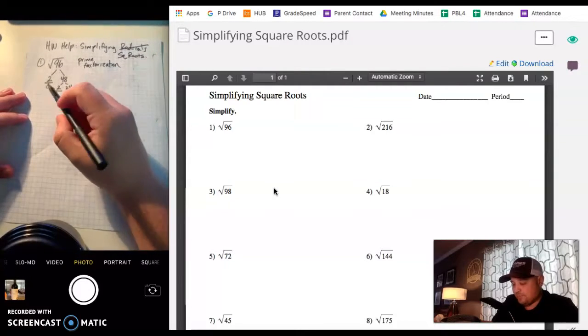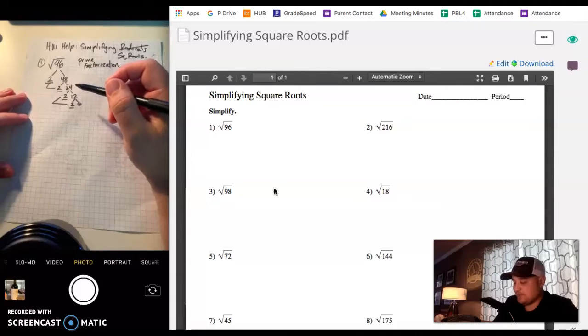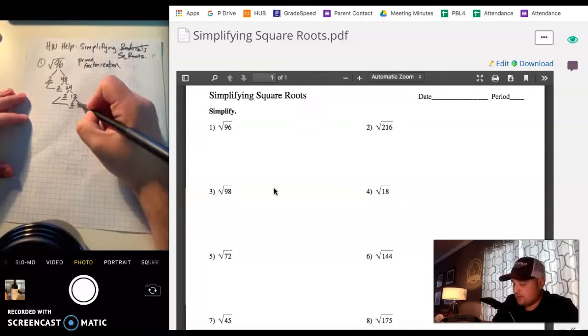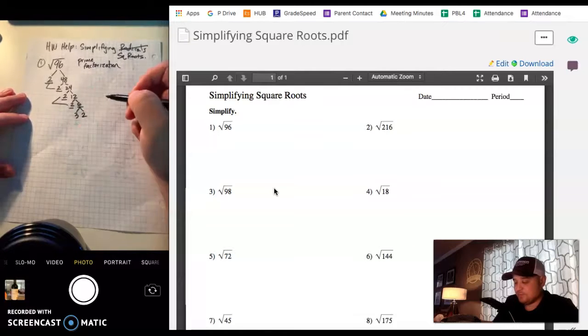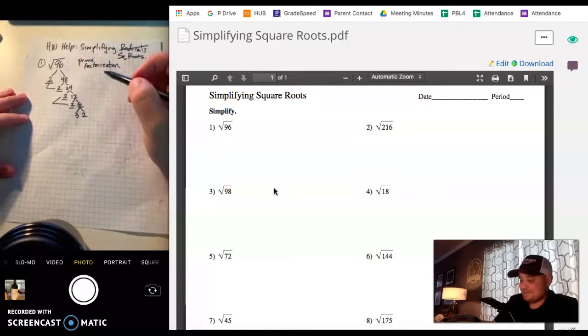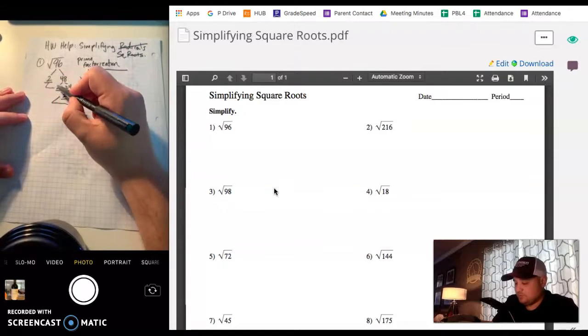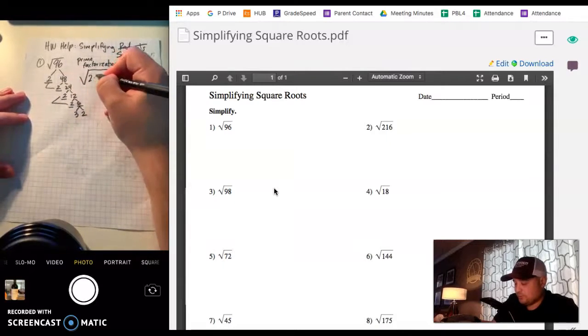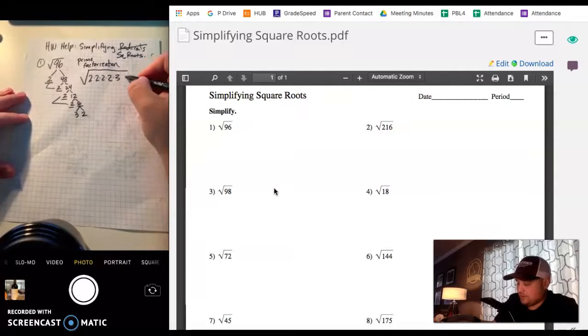All right, now I've got 2 sets of 2s. That's good. That's going to be a couple of exit buddies that can come out. All right, now let's try breaking down the 6. The 6 can break down into a 3 and a 2. Okay, so 96, if I were to list those prime factors out, I've got 2, 2, 2, 2. That's 4 2s. 1, 2, 3, 4. Then a 3, then another 2.